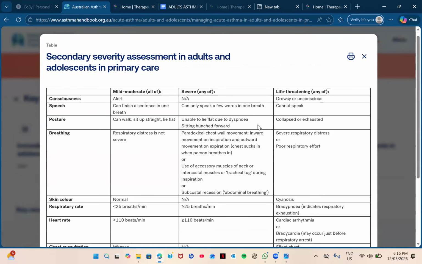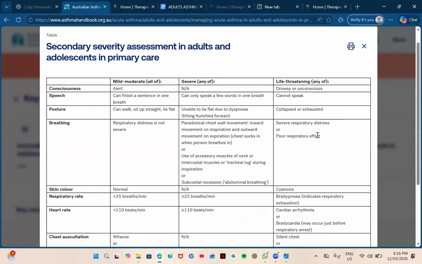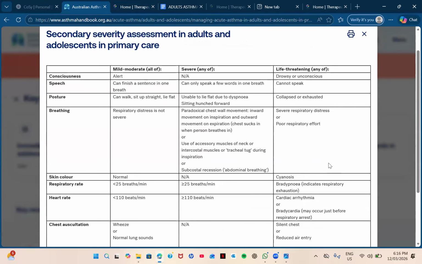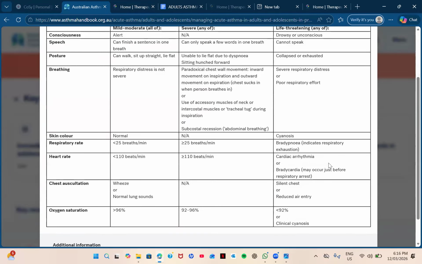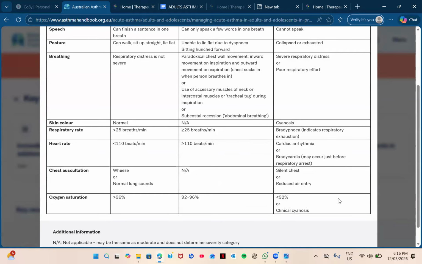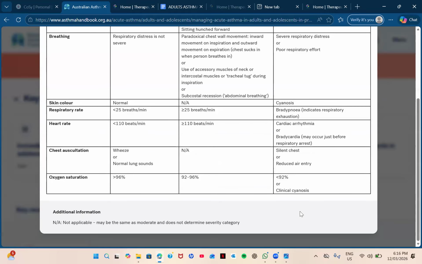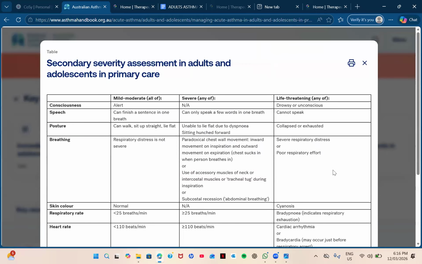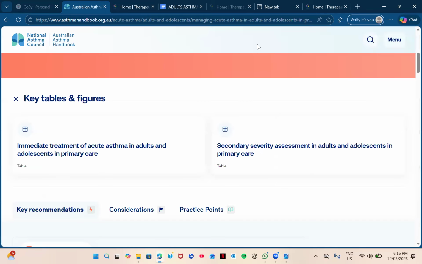So for life threatening, any of: consciousness drowsy, unconscious or collapsed, cannot speak, posture collapsed or exhausted, severe respiratory distress, poor respiratory effort, skin color cyanosed, bradypnea, then cardiac arrhythmia, bradycardia, then silent chest or reduced air entry, oxygen saturation less than 92, or clinical cyanosis, right? This is the secondary assessment. This is the easy one.